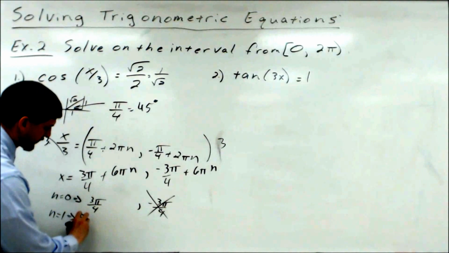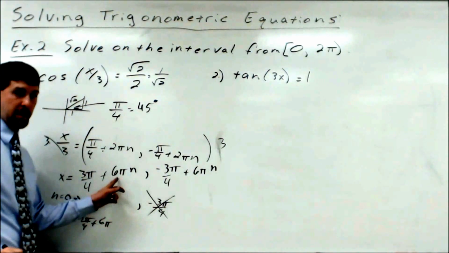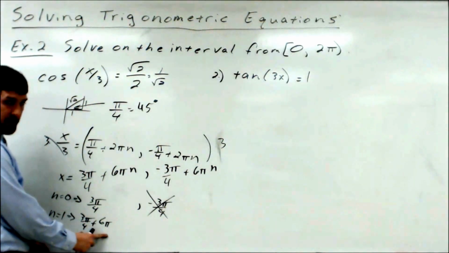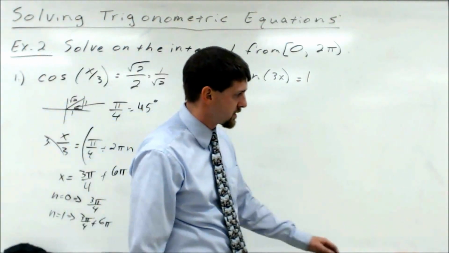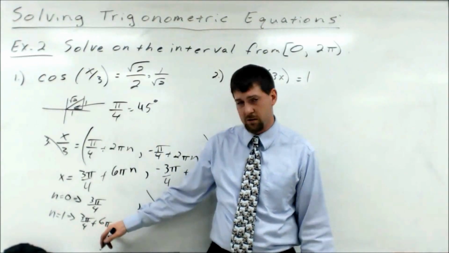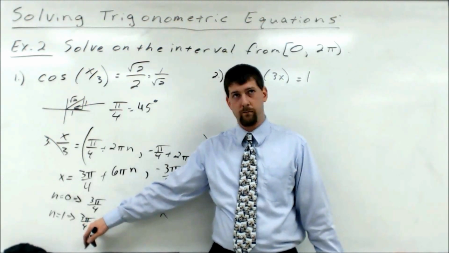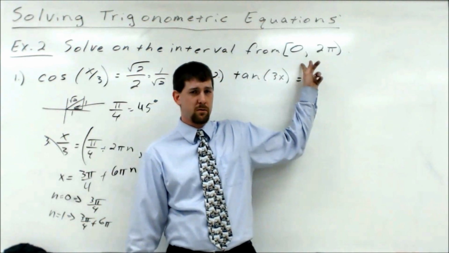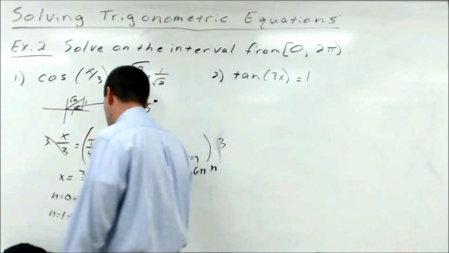So I've got 3 pi over 4 plus 6 pi. 6 pi times 1 is 6 pi. Well, 6 pi plus anything is bigger than 2 pi. If I work this out decimal-wise, 6 times 3 is about 18. 9 over 4 is about, what, 2.5? So this is about 20. We want all the numbers between 0 and 6.3. And this right here is 20, so we know that can't work.